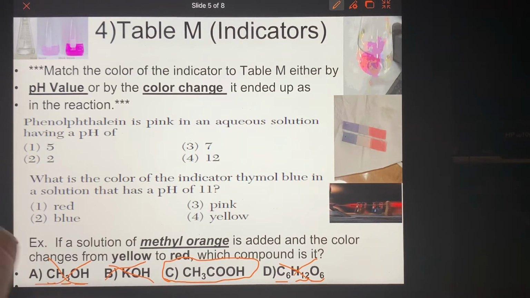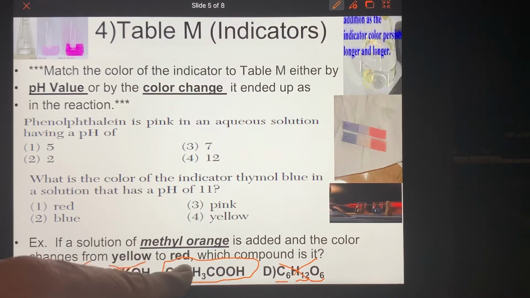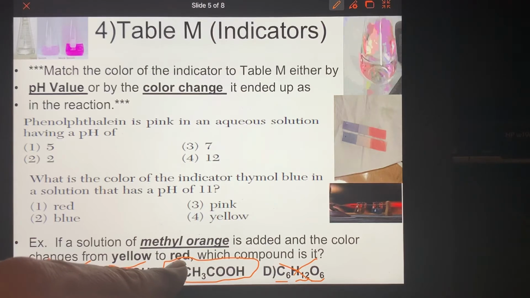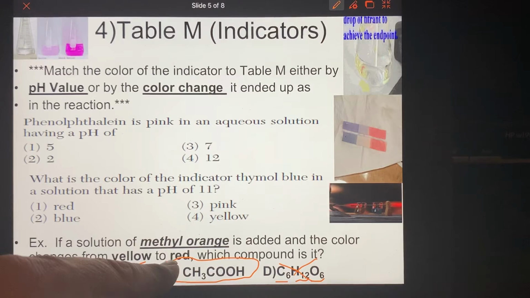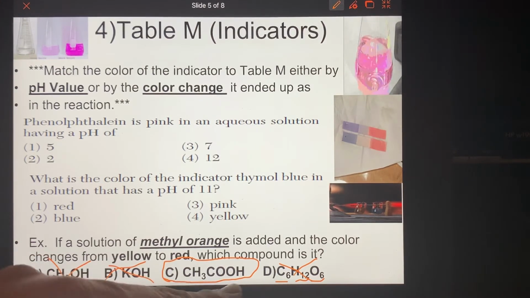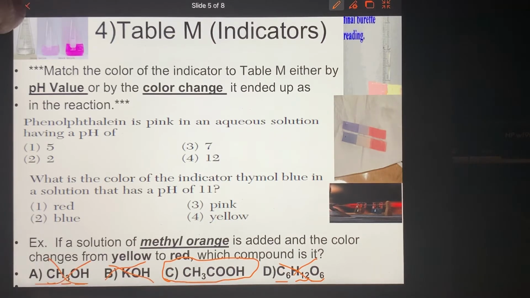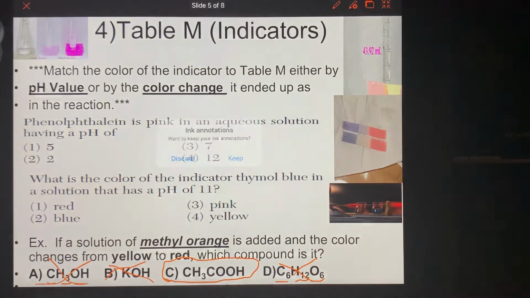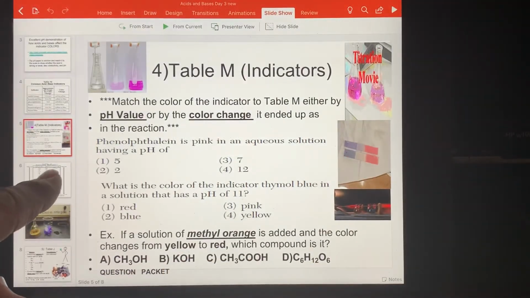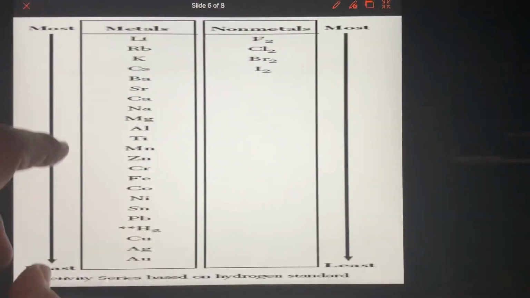So all you got to do, guys, is notice that when it turns from yellow to red, you look at the second color, turn red. On table M, red is an acid because it's below 7. It's actually 3.1 and lower, so it's actually a strong acid. And the only acid of the 4 choices is CHQ. Okay, I know, funny name. Here we go. Next, table J.